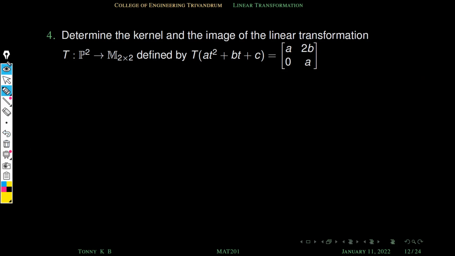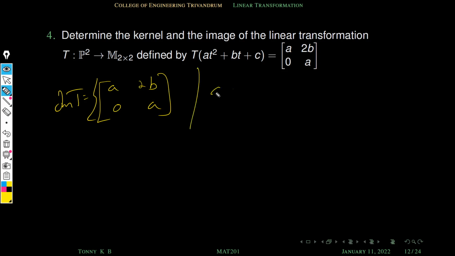Next we have to find the image of T. Here it is clear that the image elements are always matrices of this form. So the image of T is the set of all matrices of the form A, 2B, 0, A, because all such matrices have a preimage, where A and B belong to R. They are real numbers. This collection of matrices is the image of this transformation.